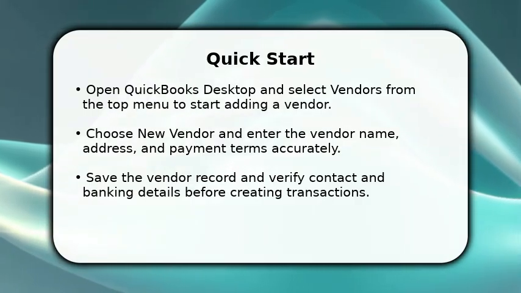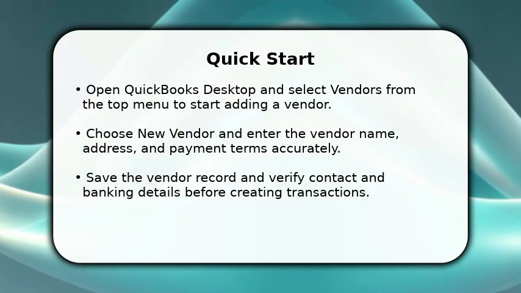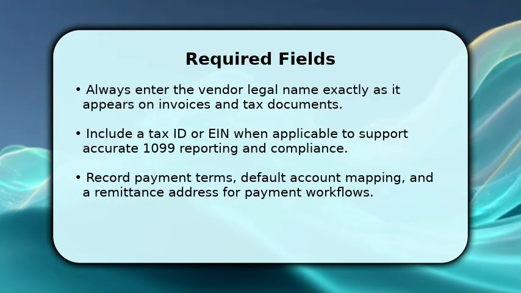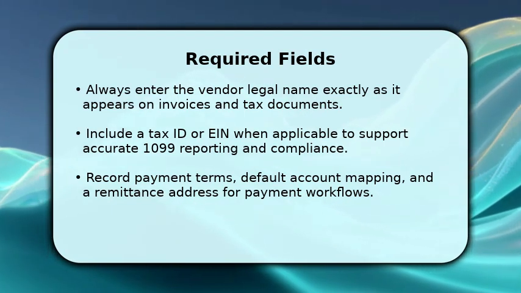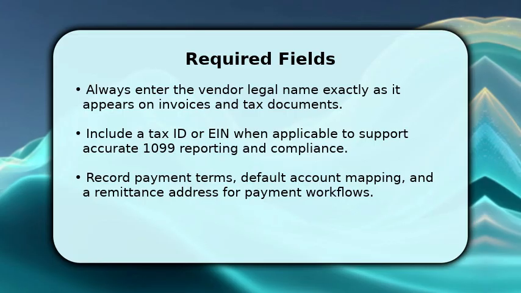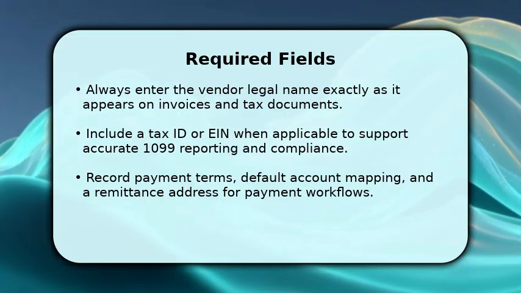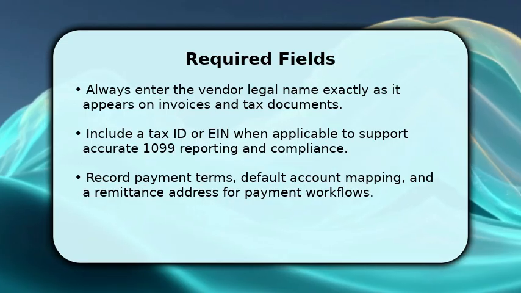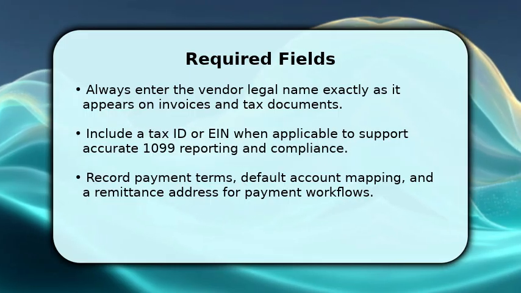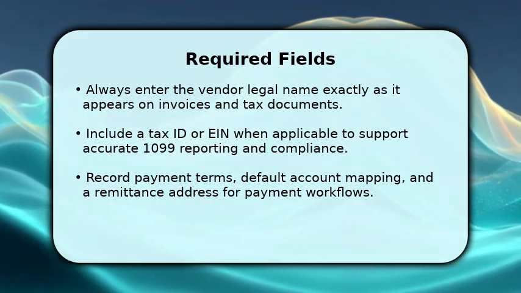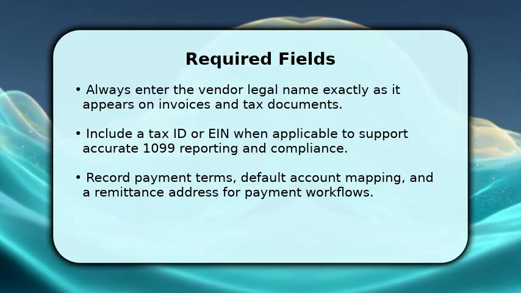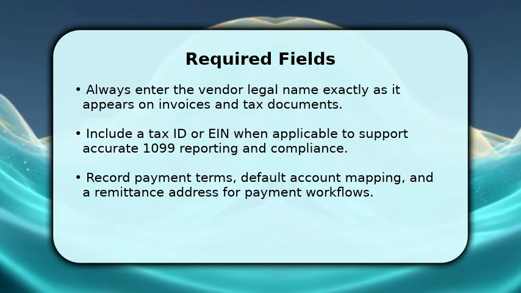This quick routine keeps your vendor list accurate and simplifies bill entry and payments moving forward. When adding a vendor, focus on required fields so your records match invoices and tax forms. Input the vendor legal name, tax ID or EIN when needed, and the remittance address for payments. Set default expense or cost of goods accounts to map bills correctly. Add payment terms and preferred payment method to speed processing. These details reduce errors, improve reporting, and help when you prepare 1099s or reconcile accounts.